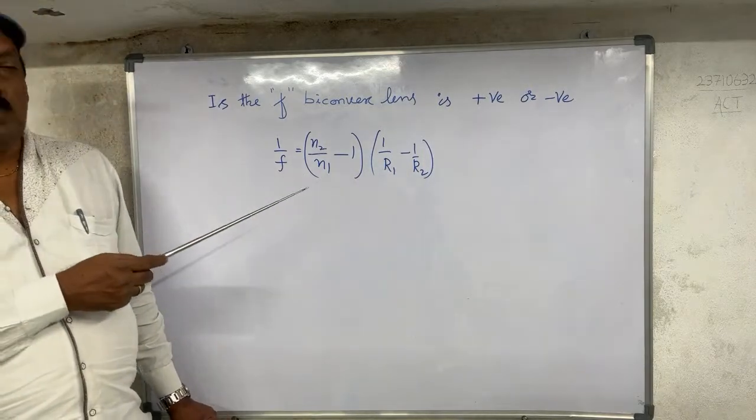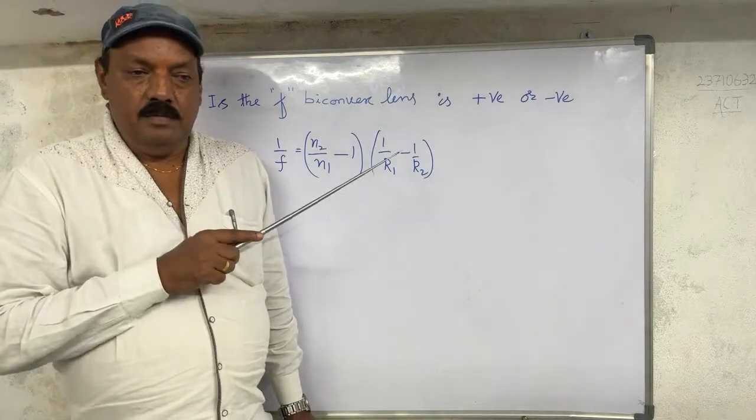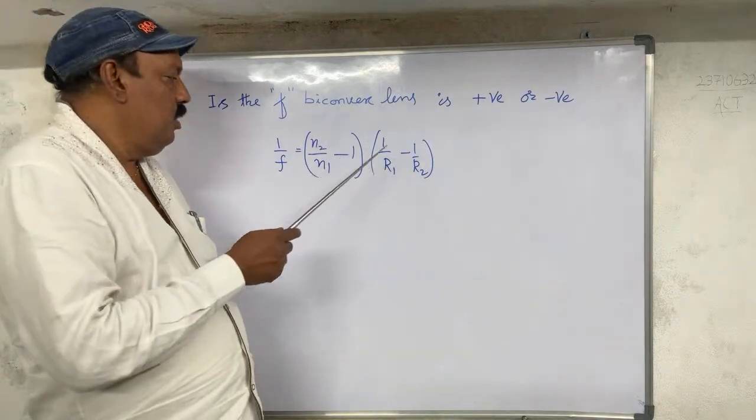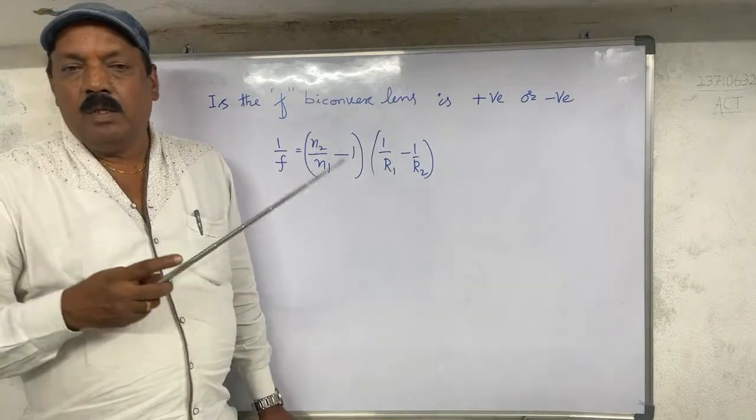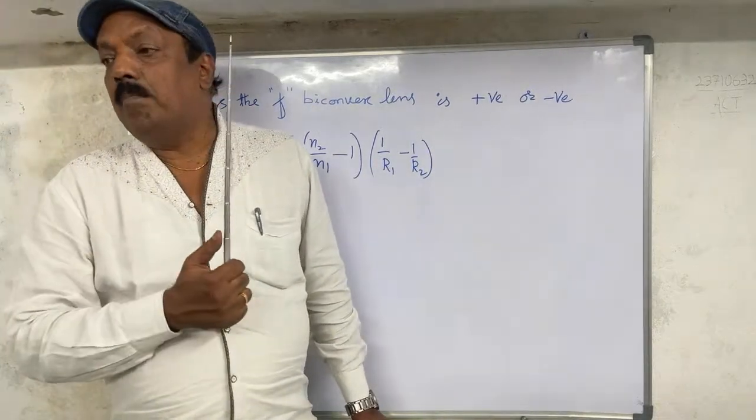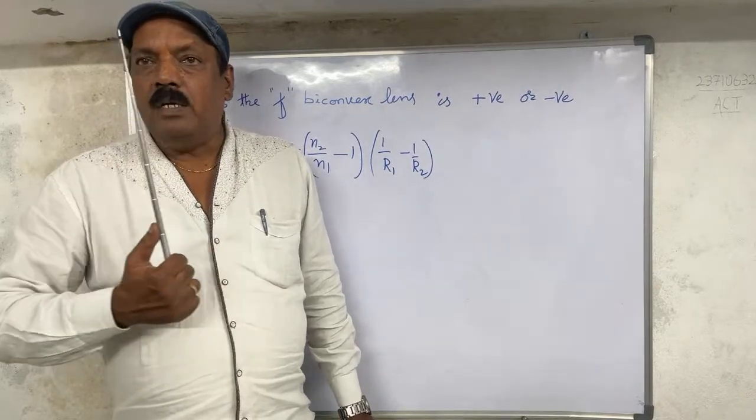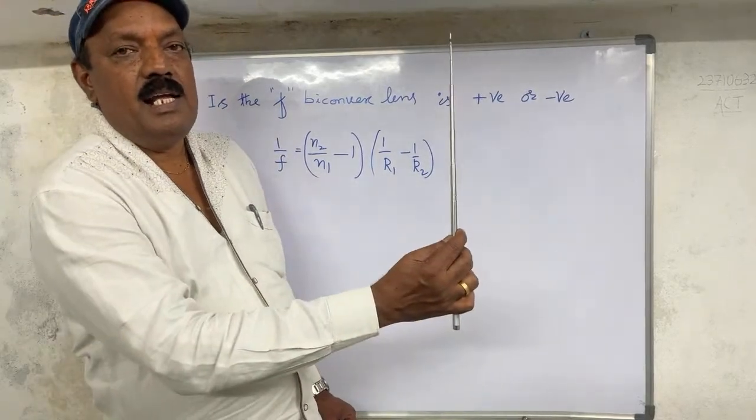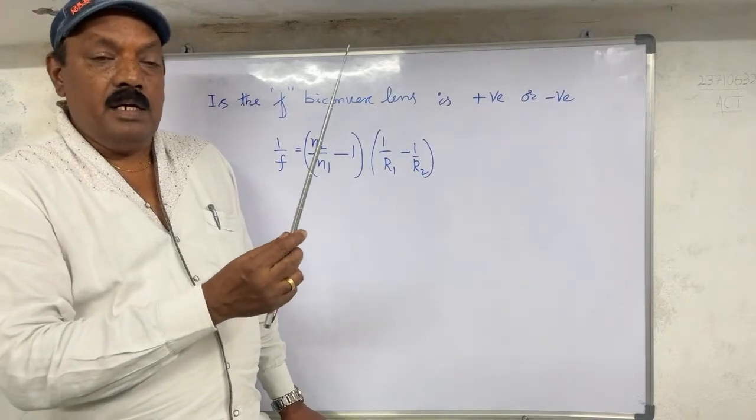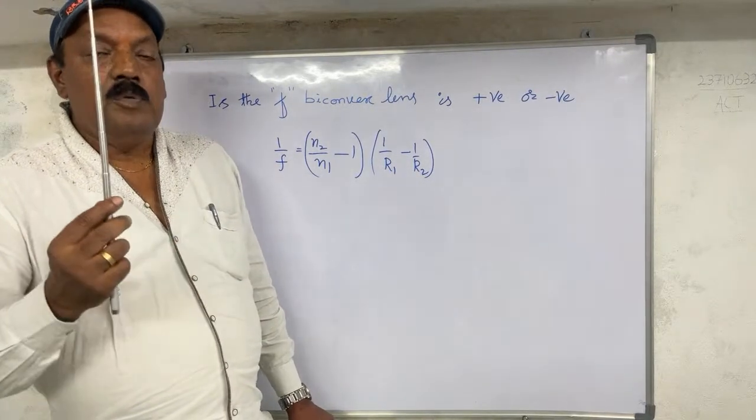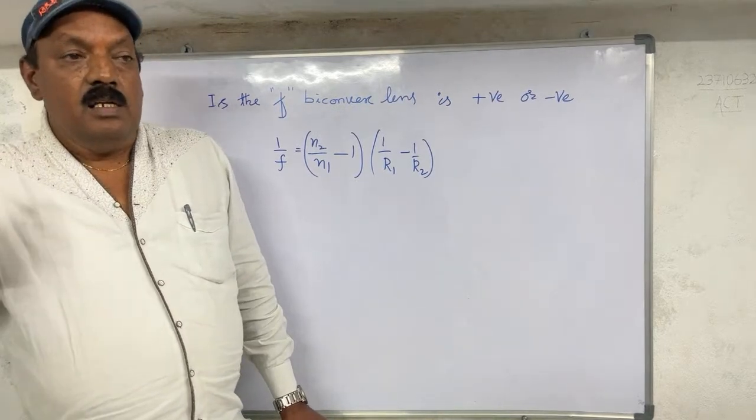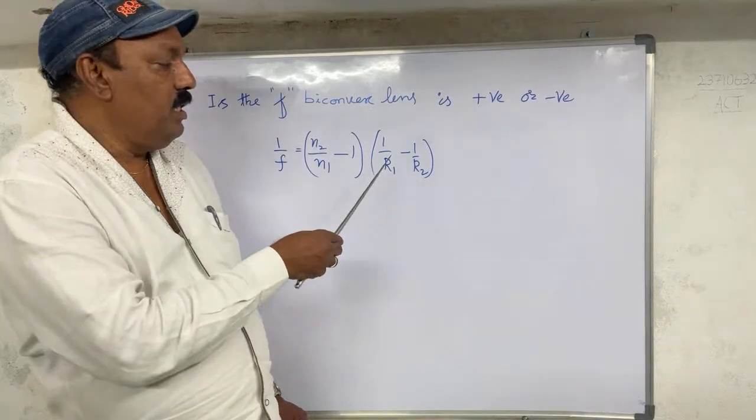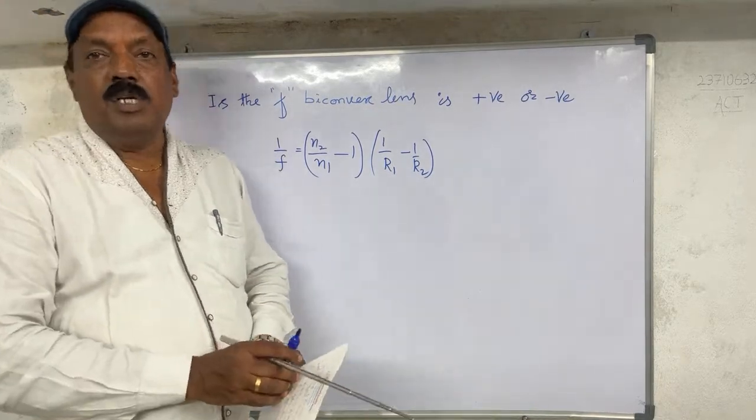You know already, I just told you, a lens has two radii of curvature, R1 and R2. The radius of curvature measured in front of the lens is taken as positive. The radius measured at the back of the lens is taken as negative. I will repeat: the radius of curvature is positive if we measure it in front of the lens, and negative if we measure it at the back of the lens. So R1 is positive, R2 is negative.